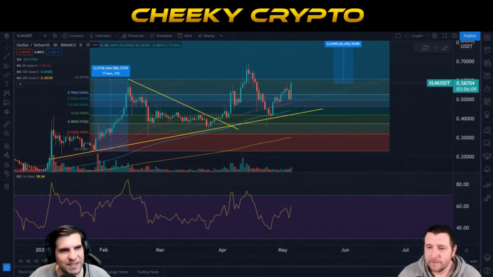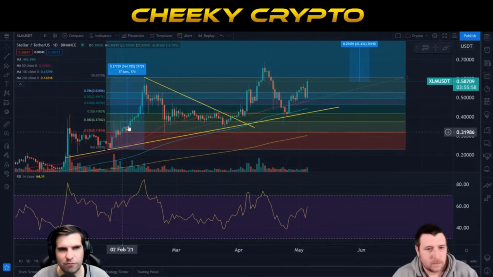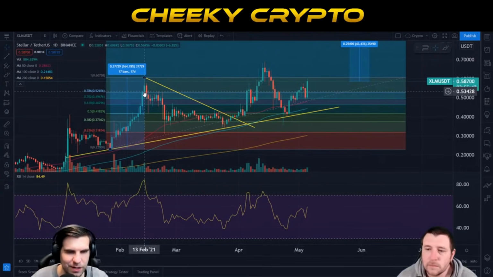So here we have Stellar to the USDT daily chart. Binance is the data source. Here we have a Fibonacci retracement on, and this runs from our low level down here on the 27th of January, all the way up to the high of the 13th of Feb, which was a 17-day run. That 17-day run saw a 164% gain before having a pretty steep correction.